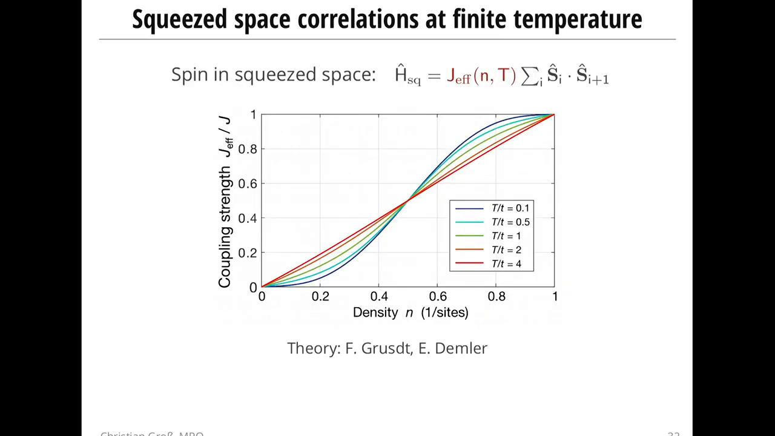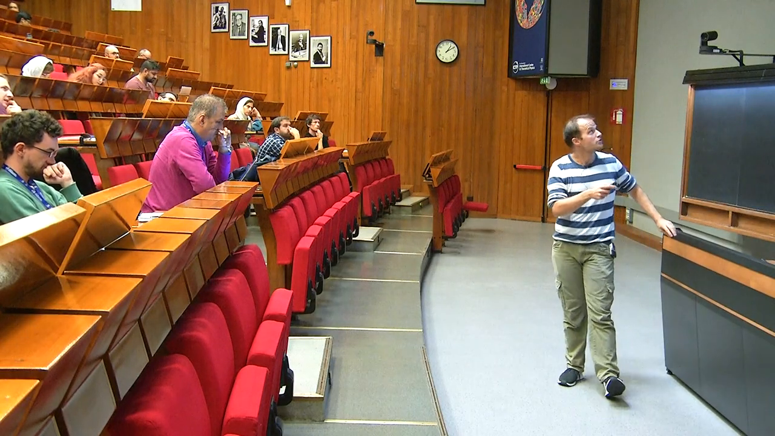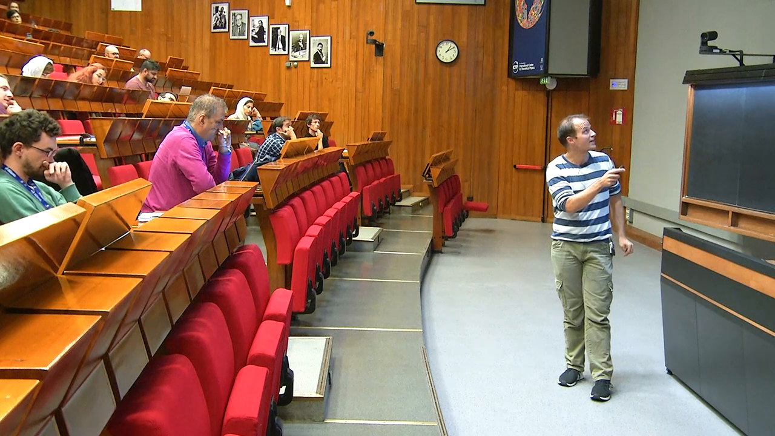And now, if this is really true, we should be able to describe the system as an effective Heisenberg model. Remember, the spins are described by a Heisenberg model at unity filling. And what I showed you is that if we analyze it correctly, we don't care about the filling. The spins always behave the same. So we should be able to describe that by an effective Heisenberg model.